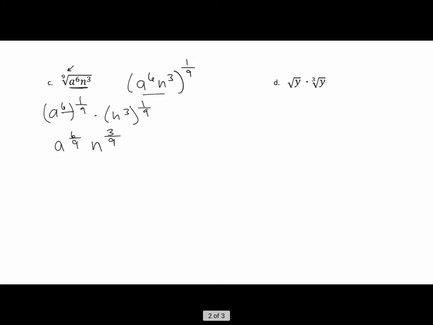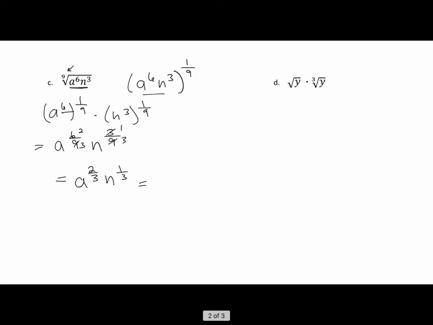Okay. Then I can simplify those exponents. So 6/9, I can divide 3 from each of those, so that'll be 2/3. And for 3/9, I could divide 3 from both of those. That'll simplify to 1/3. And now I need to go back to a single radical.